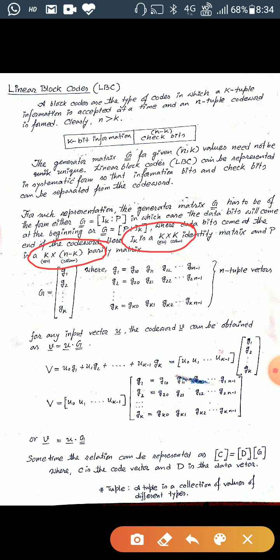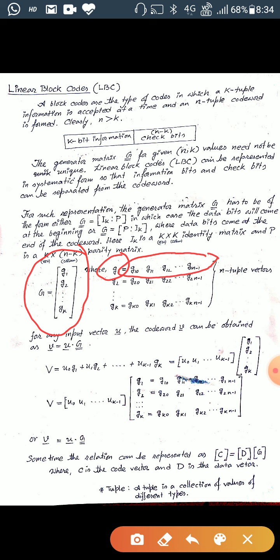So G is in the form of G1, G2, up to Gk, where k is the message size, and G1 can be considered as G10 up to G1(n minus 1), because the total generated code word length will be n. So an n-tuple vector will be formed. For G1, the suffixes 0, 1, 2, 3 indicate the particular message bit position, that is, at that particular bit position what the code word will be.